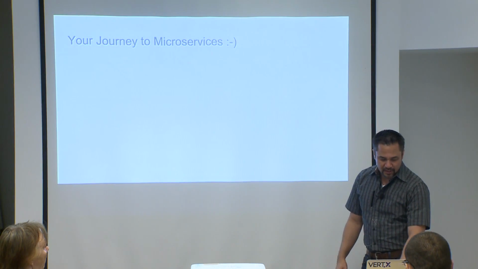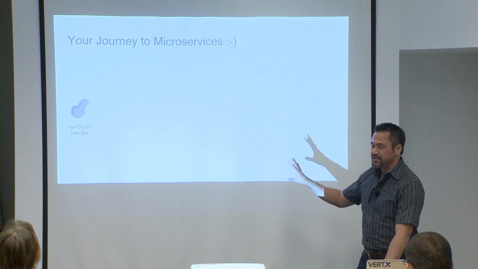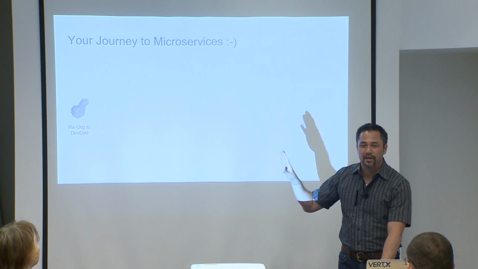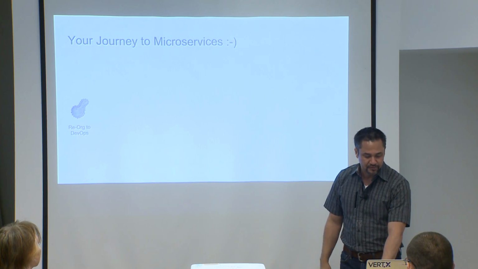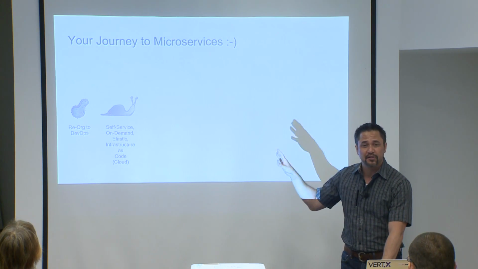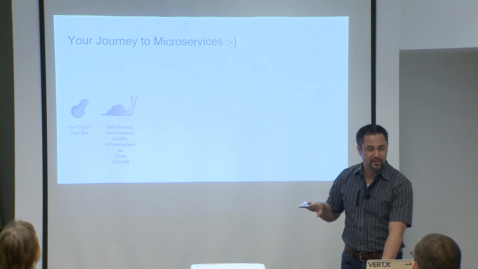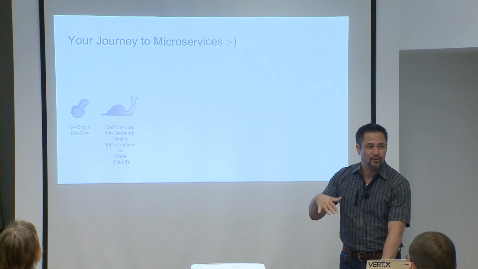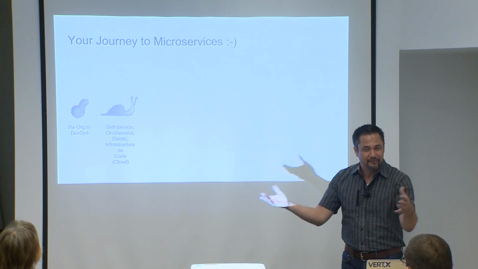All right, so we talked about this earlier. This is your journey to microservices. Think about what you've got from a DevOps standpoint and how you're going to adopt those principles, those cultural changes. Think about what it means to have some form of self-service, on-demand, elastic infrastructure. And if you have access to an OpenShift or a Kubernetes cluster, you have access to this, right?